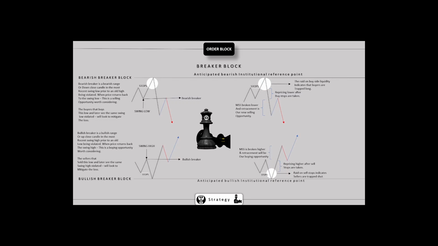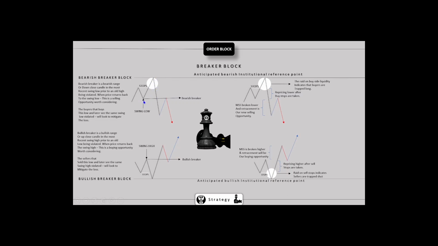So what are some of the characteristics that you will observe in the market? As you have already identified the anticipated bearish institutional reference point, you would like to see an old high being violated. This old high being violated, the raid on the buy side liquidity, indicates that buyers are trapped long.